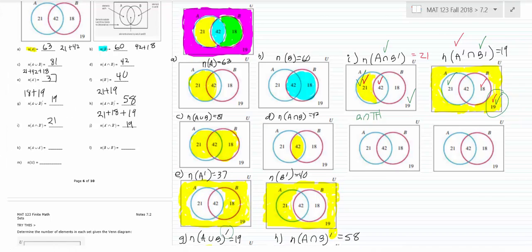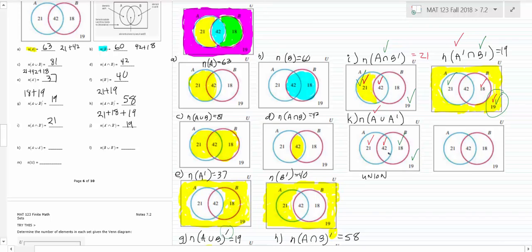All right, so the next one we're looking at is K. In K, what we're looking at is the number of elements in A union A complement. So again, this is a union. Here's the approach I'm going to take on this. I'm going to use a red check mark for everything that's in A. So we got 21 and 42. I'm going to use a green check mark for everything that is outside of A, which is this and this.